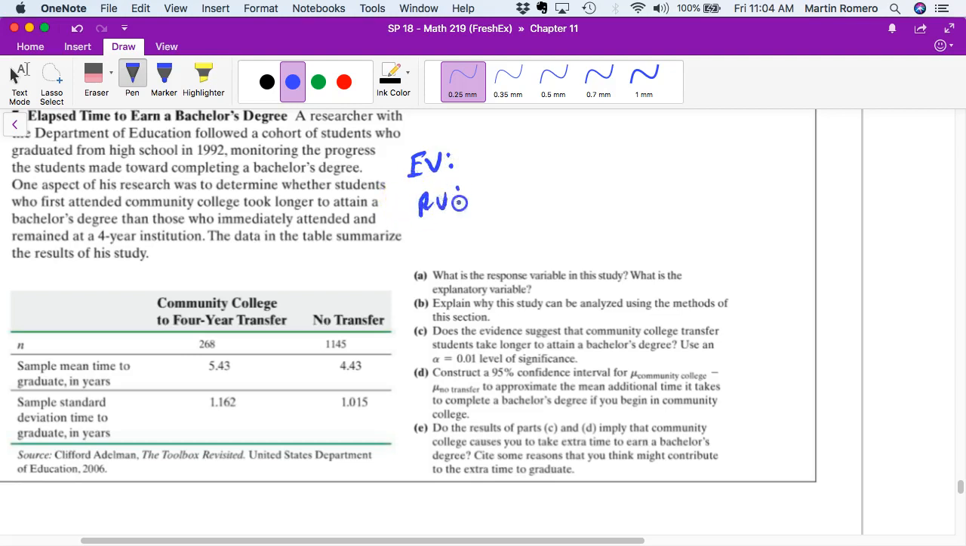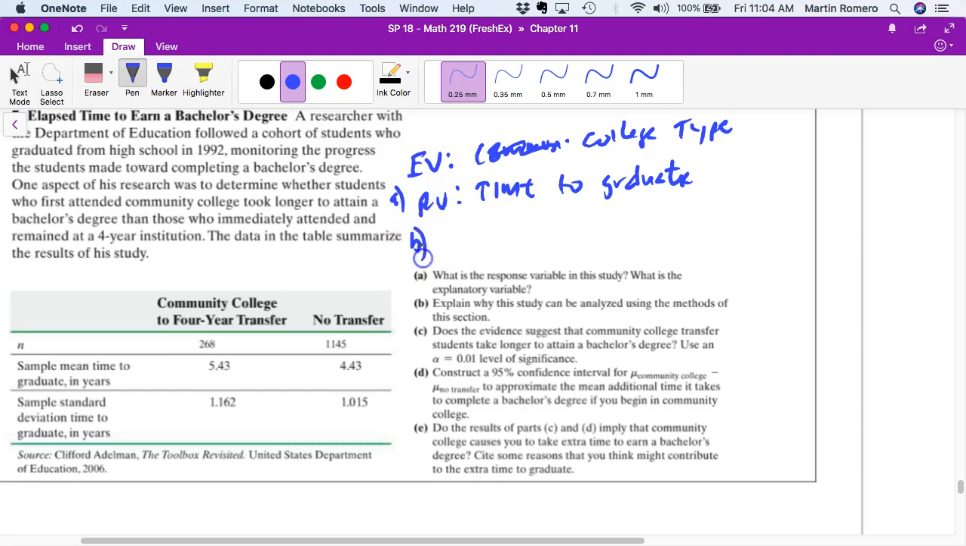For part A, the response variable is the time to graduate, and the explanatory variable is the community college or not, right? It's really the college type. That is, does that explain time to graduate? That's part A. Part B, what can we answer there?